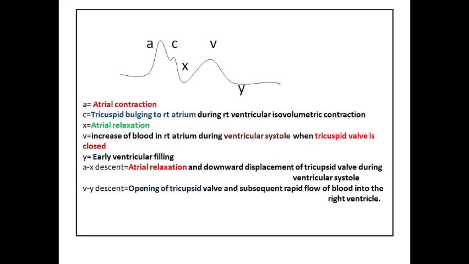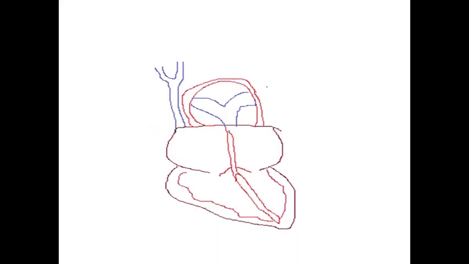The V wave is due to filling of blood in the right atrium during ventricular systole. When there is ventricular systole, the atrium is in its diastolic phase. The atrium collects blood and ventricular systole occurs, and the tricuspid valve is closed. We will see the picture, then we can understand. The Y descent is due to early ventricular filling.